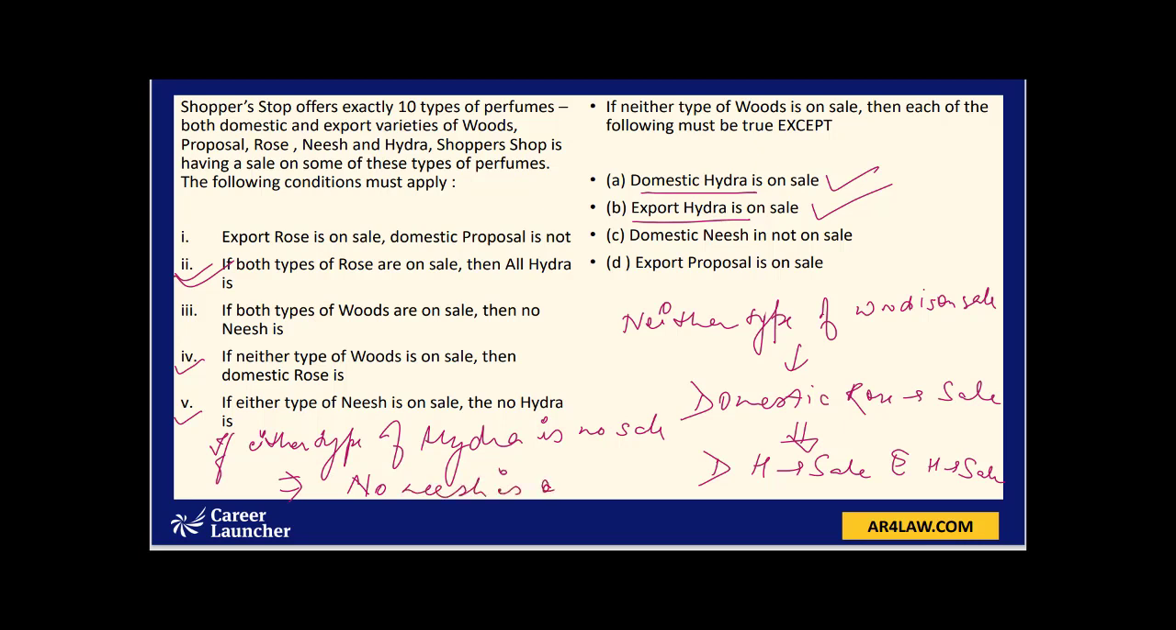And here we have seen earlier that domestic hydra and export hydra are there on the sale. That means domestic niche cannot be on the sale. Even this will be true. So our right answer here is that export proposal is not on sale. This can never be true. The other 3 would be holding true given the condition that neither type of woods is on sale.